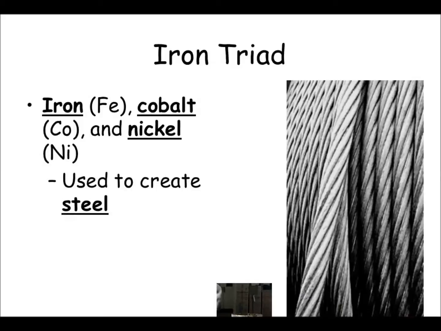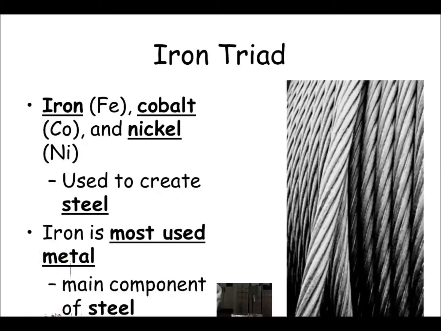Okay, so let's talk about the iron triad. The iron triad consists of iron, cobalt, and nickel, and you'll need to know those. And what's important about them is they're used to create steel. And steel's really important for us in our society because steel is used as a very strong metal to create all kinds of buildings and structures. Iron is the main component.